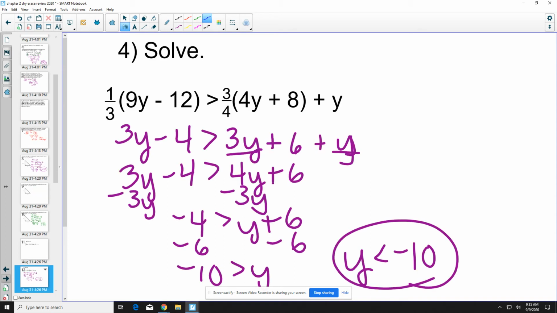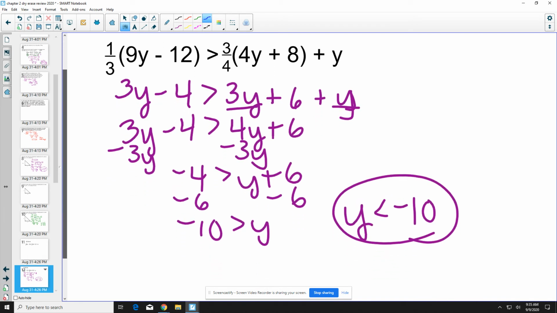Okay, let's see how we did. So first I used the distributive property to get 3y minus 4 on the left and then 3y plus 6 on the right. Then I combined like terms, the 3y and y, to make 4y. Then when solving, subtract 3y to get your variable on one side, then subtract 6. Remember, your variable needs to come first, so your answer should be y is less than -10.